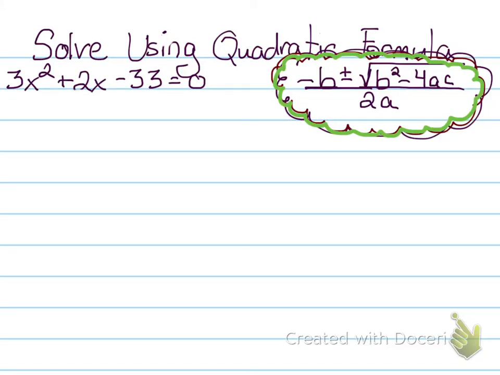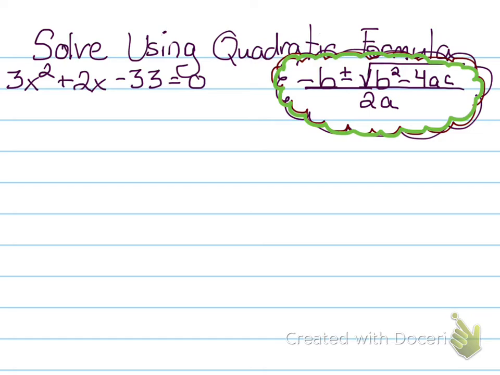Hello everybody! Now I'm going to teach you guys how to solve quadratic equations using the quadratic formula. Alright, just like I taught you guys in class, the cheer for the quadratic formula is negative b plus or minus square root b squared minus 4ac all over 2a. And that's what I wrote in the green bubble.